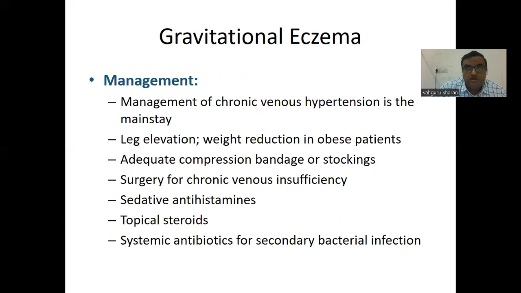Managing gravitational eczema is managing chronic venous insufficiency. Chronic venous hypertension management is the mainstay. How is it to be done? Elevate the leg. Reduction of weight in obese patients. Adequate compression bandages or stockings. Surgeries for chronic venous insufficiency. Sedative antihistaminics. Topical steroids. Systemic antibiotics for secondary bacterial infection.